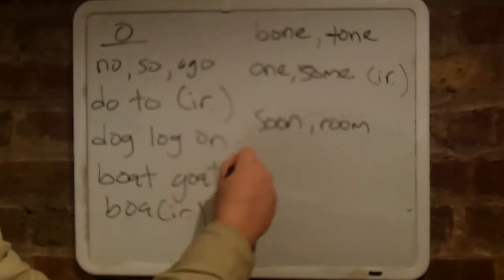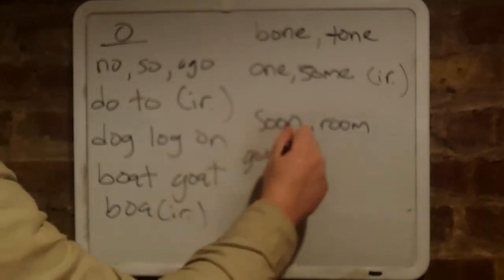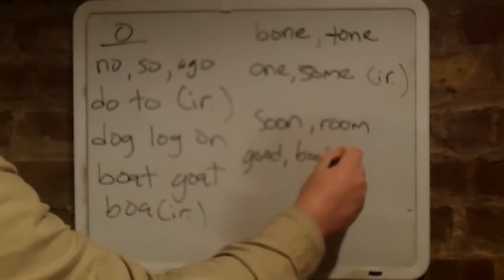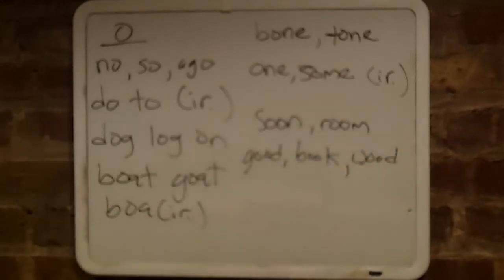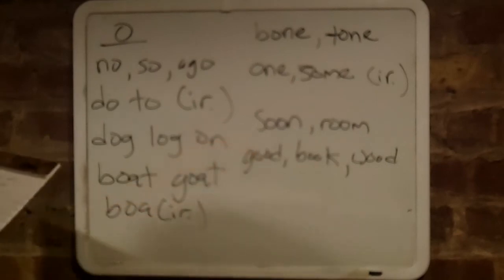So you see this in words like good, book, wood. Pretty much any word with that sound that ends in D or K is going to have double O as the vowel.